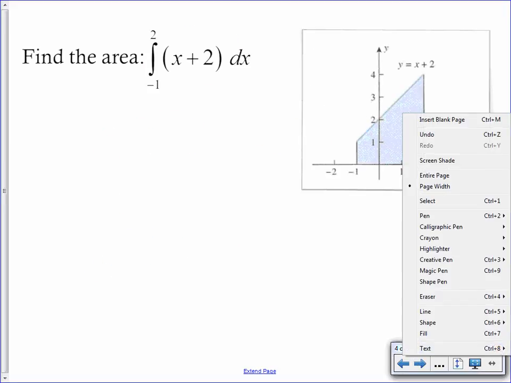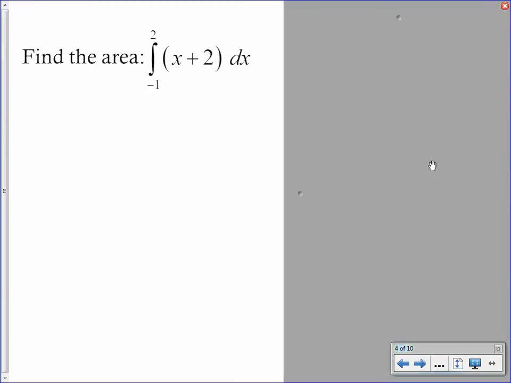Let's talk about this integral. Integral from -1 to 2 of x plus 2 dx. x plus 2 is a line with slope. Slope 1. Y-intercept of 2.